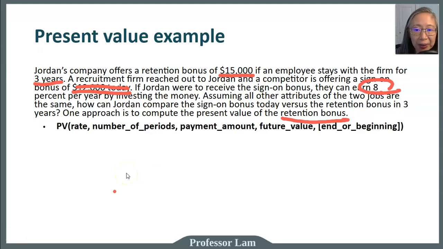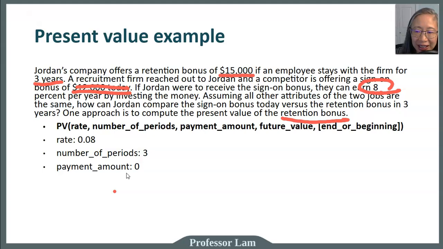To do the present value calculation, we're going to use the present value function, PV. The first argument is rate. The interest rate is our opportunity cost. So that's the 8%. 8% is 0.08. The next is the number of periods, just to wait 3 years, so that's 3. There is no annuity payment, so that's 0. And the future value is the retention bonus of $15,000. Again, since we don't have annuity, we can leave the type as blank.